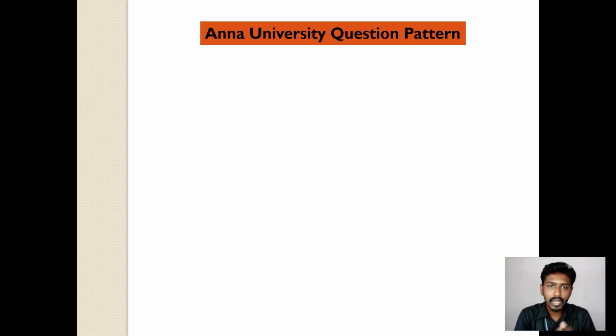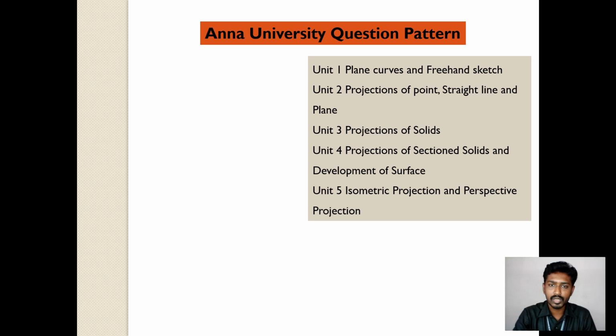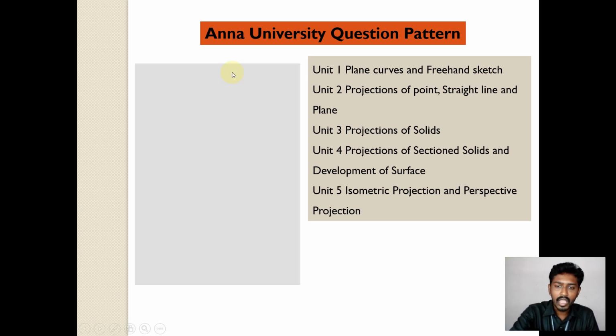Next, we shall know about the Anna University question pattern. Actually, this Anna University question pattern for engineering graphics is quite different from all the other subjects, because all the subjects have 2-mark questions in part A and part B, part C questions. But in graphics, it is not like that. We will just have 5 questions from 5 units, and each question carries 20 marks.